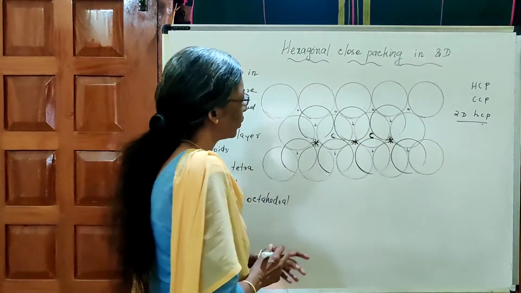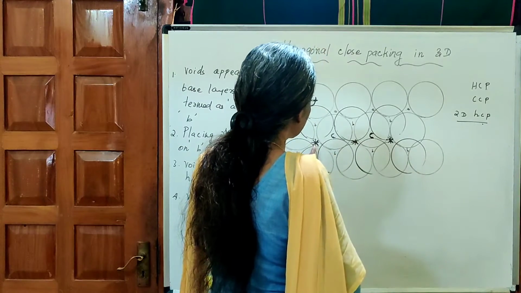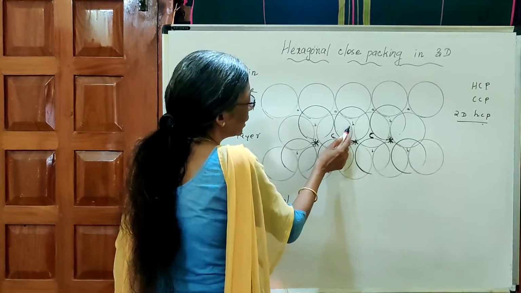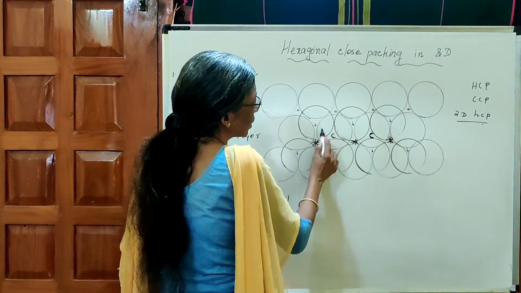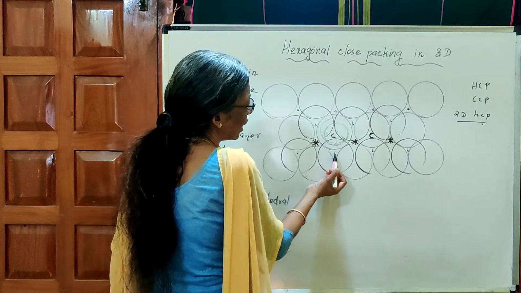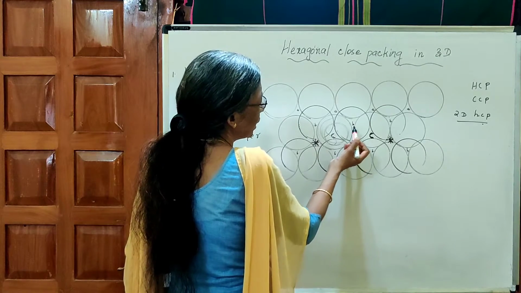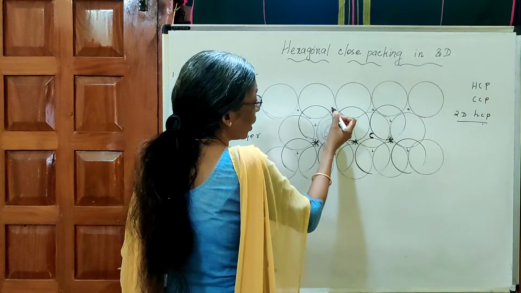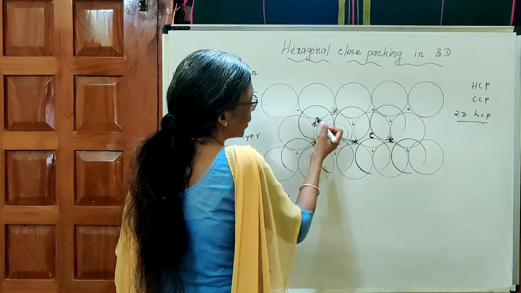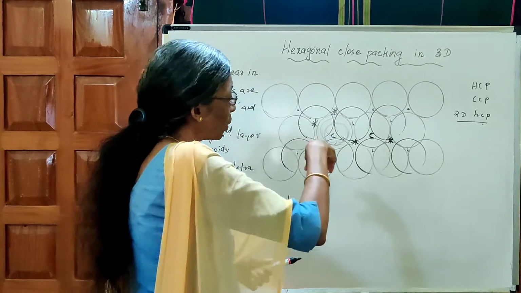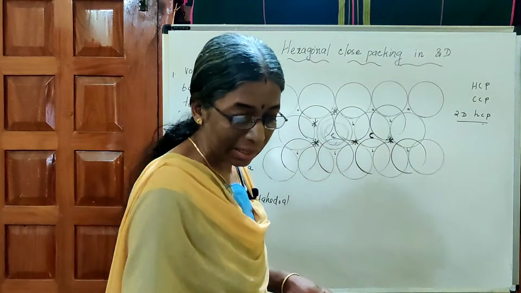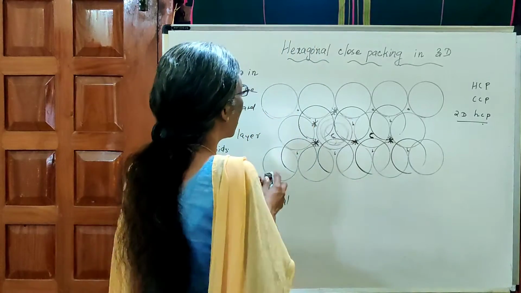Okay, so if you observe properly, suppose you take this sphere, students. Can you see this one? Only we are taking this sphere. If you take this sphere, you see this is a tetrahedral void, this is an octahedral void, this is also a tetrahedral void, this is an octahedral void, then this also a tetrahedral void. So if you take a sphere, around this sphere there will be 3 tetrahedral voids and 3 octahedral voids.